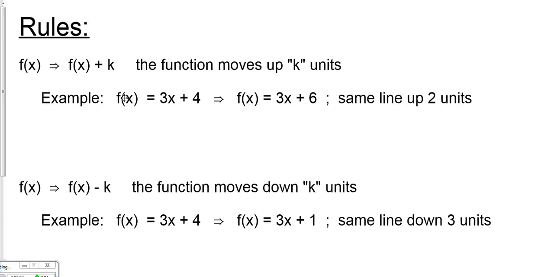For example, if my f of x is 3x plus 4, to go from 3x plus 4 to 3x plus 6, all I had to do was add 2. I took this entire function and I added 2 to the end of it, or like f of x plus 2 more. So I added 2 on, just like add k, so I'm going up 2 units.